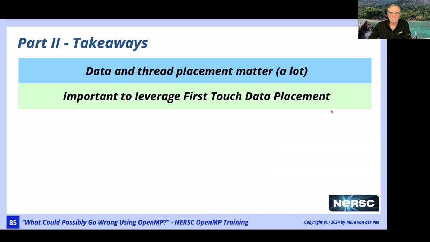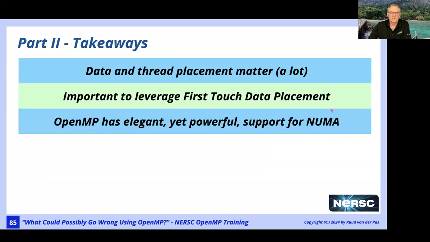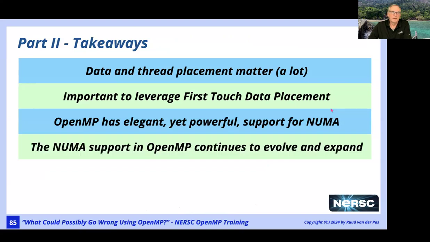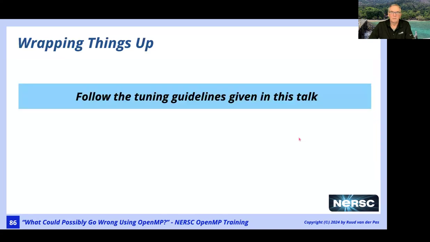You can play with first touch. First touch is very powerful. You can get it to do what you want it to do, but you gotta think about your strategy. And I do think that OpenMP, with very few controls, you can do quite some magic on your NUMA box, but hardware continues to evolve, and with that, OpenMP continues to evolve and expand the NUMA support. For example, the NUMA domains is a relatively new addition to OpenMP.